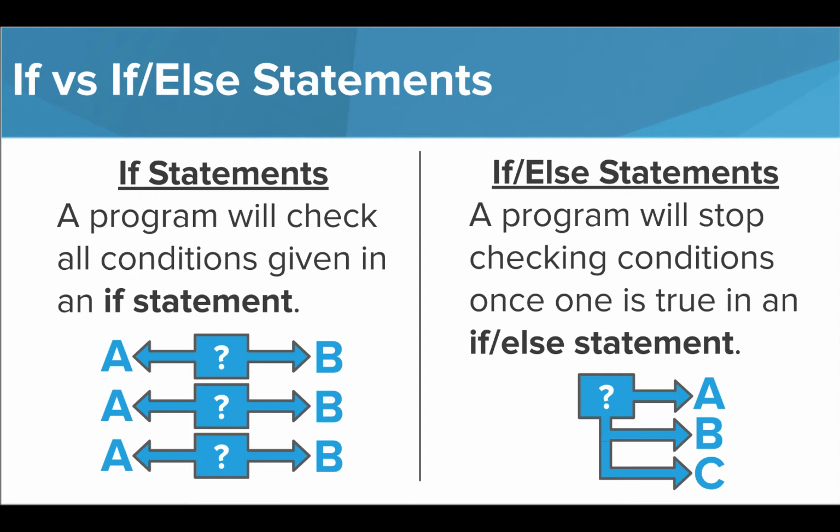If we define multiple if statements one after another, our program will check each one individually and perform actions based on each condition. If we instead use an if-else structure, our program will check the conditions starting from the top, and once it finds one that is true, it will perform those actions and skip the rest of the statements.